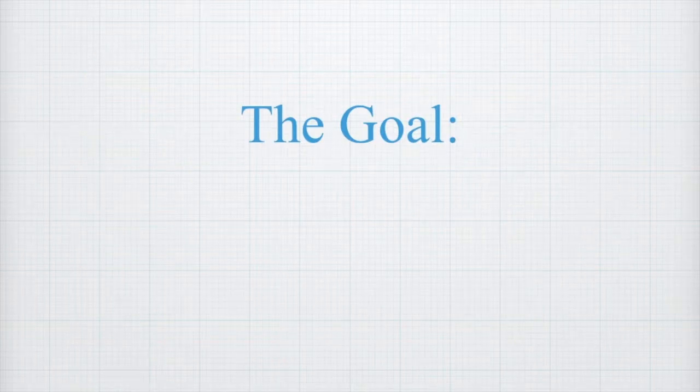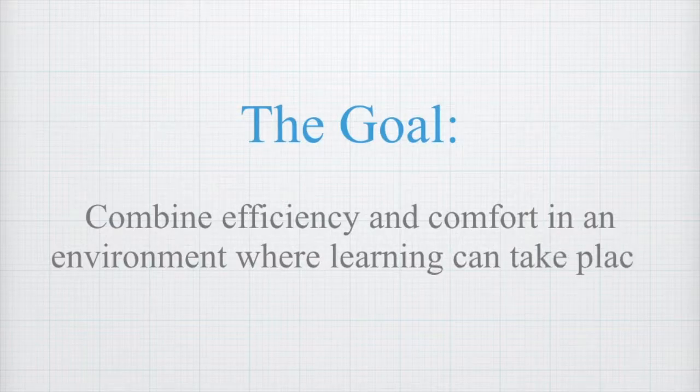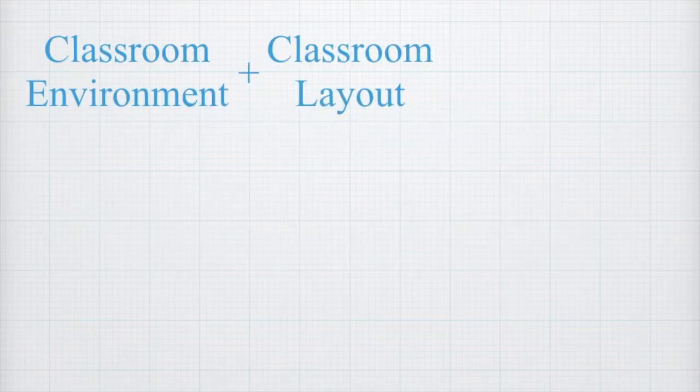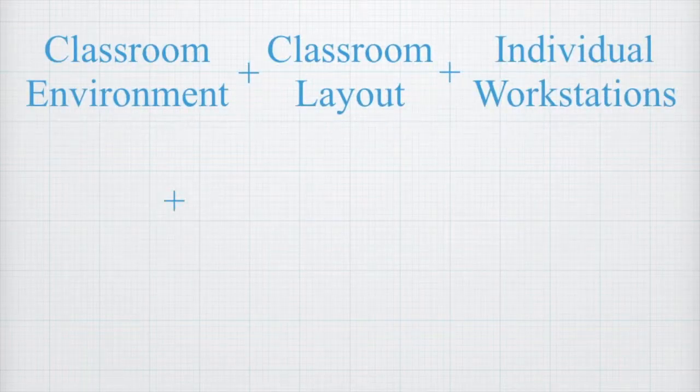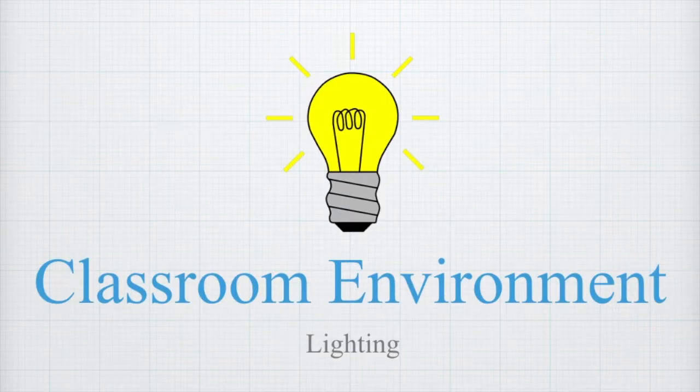The goal of designing an ergonomic electronic classroom is to combine efficiency and comfort in an environment where learning can take place. The classroom environment and layout, combined with the individual workstations, must merge with human learning and performance factors in order to create the optimal learning environment.